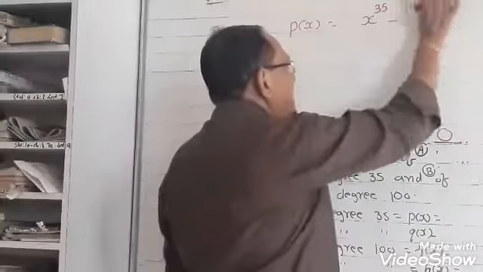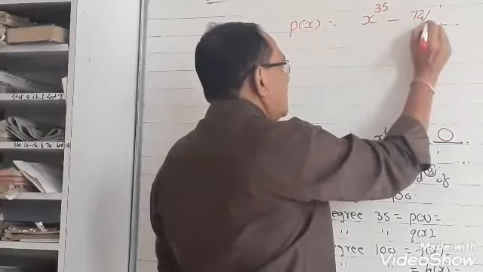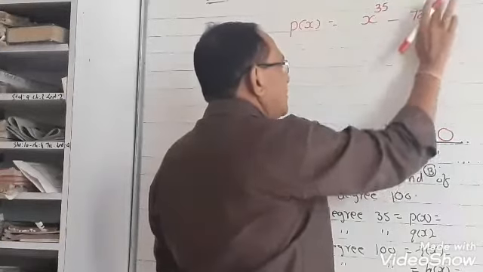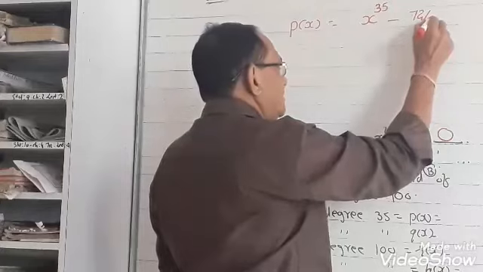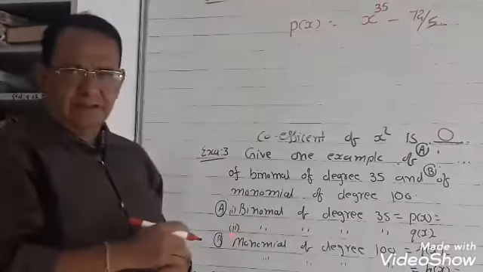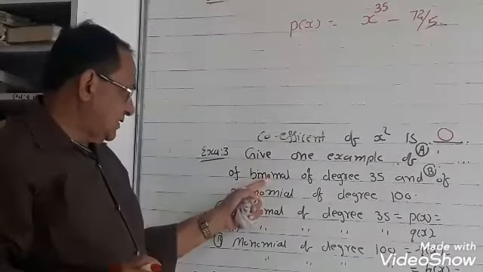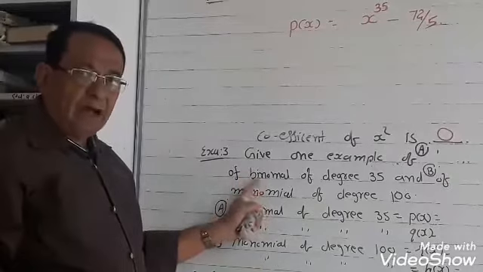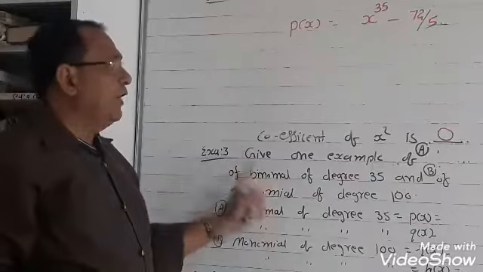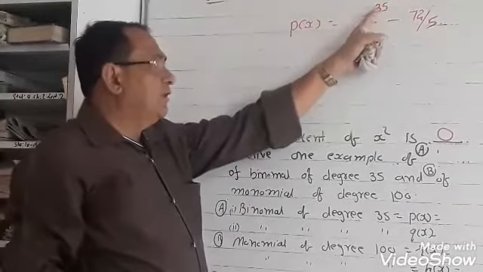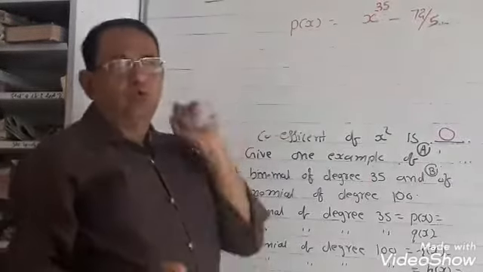You can write 72 upon 5. You can write anything, but not more than 2 terms because we are asked to write binomials. We have to make binomials, so write only two terms. One term must have power 35, and the second term's power must be less than 35.